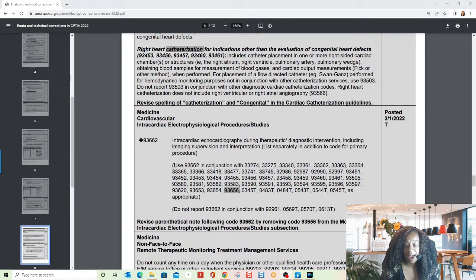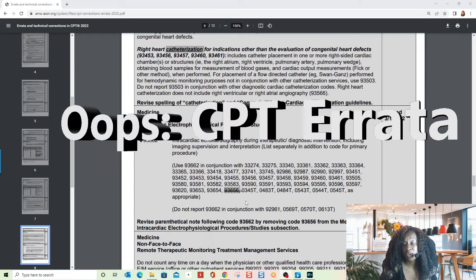93656, they had included 93662 as a reportable code with 93656, but there was conflict both in the table and in the description for CPT 93656. So you had two places that said no, and then one place that said yes in the form of the parenthetical. We've got an answer from the AMA. This is the CPT Assistant that was published on April 1st.